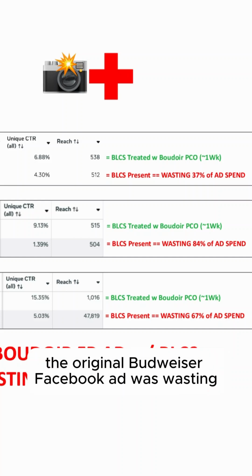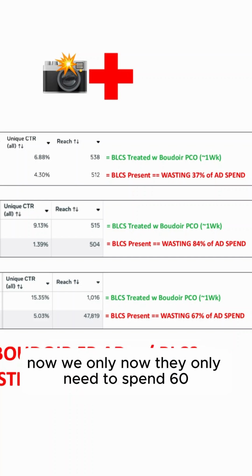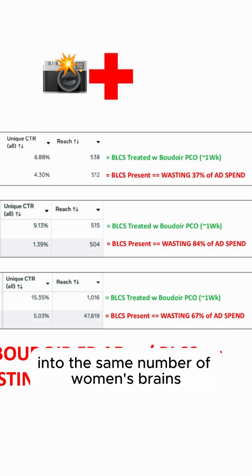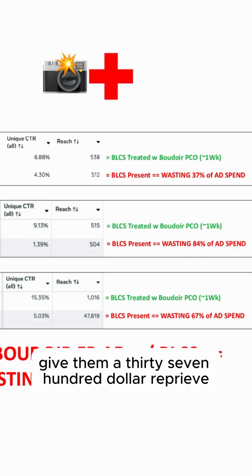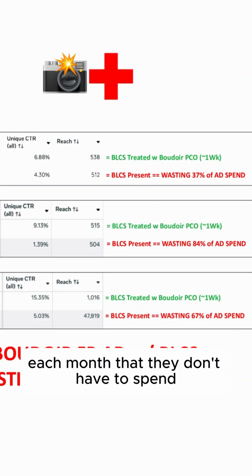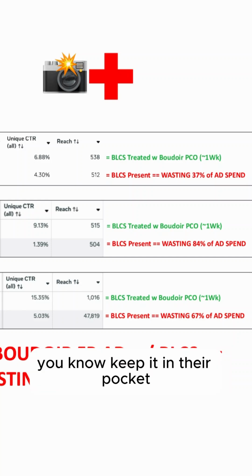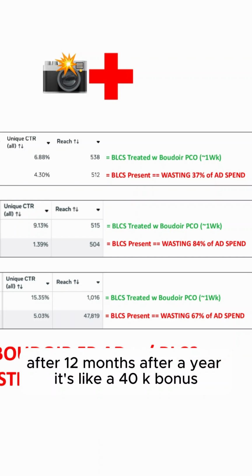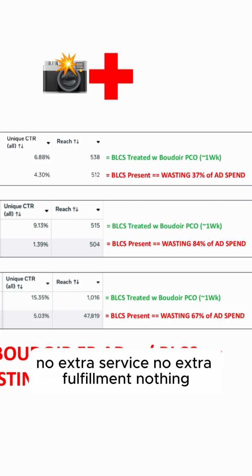So we found out the original Boudoir Facebook ad was wasting 37% of ad spend. If they're spending 10 grand a month on the original, now they only need to spend $6,300 a month on the Boudoir Pico treated one, and they'll get their ad into the same number of women's brains. That's a $3,700 reprieve, kind of like a $3,700 bonus each month that they get to keep in their pocket. After a year, it's like a 40K bonus. Didn't have to do any extra work at all. No extra service, no extra fulfillment, nothing.